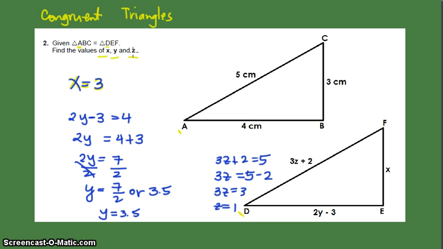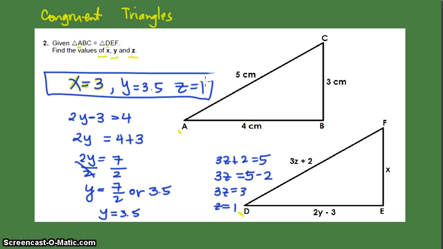Okay? So that's the idea. Just know the corresponding sides and then make sure you know how to solve equations. And for sure you will be able to answer problems like this. So just to summarize, or just to finalize our solution, x is equal to 3, y is equal to 3.5, and z is equal to 1. So this is our answer.